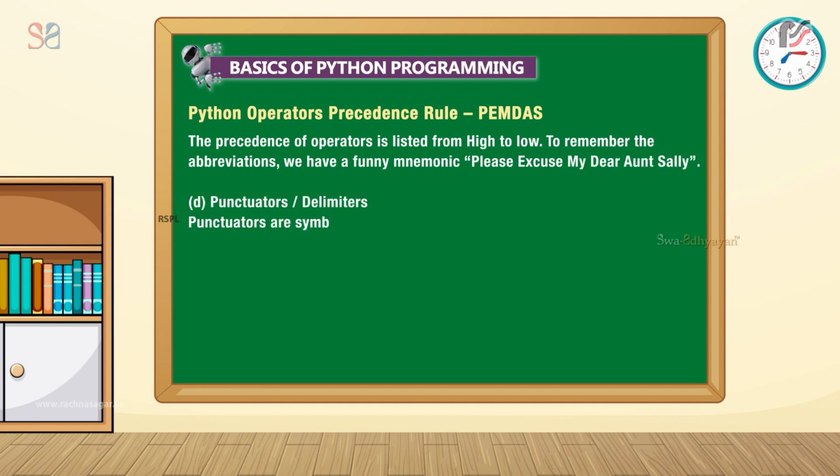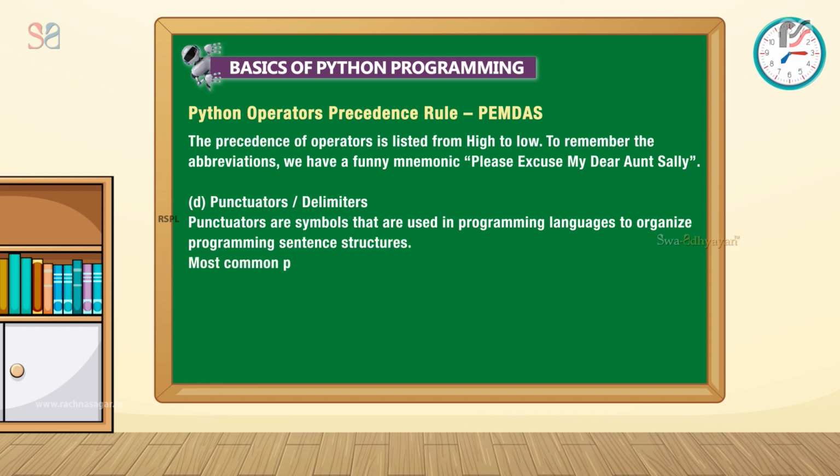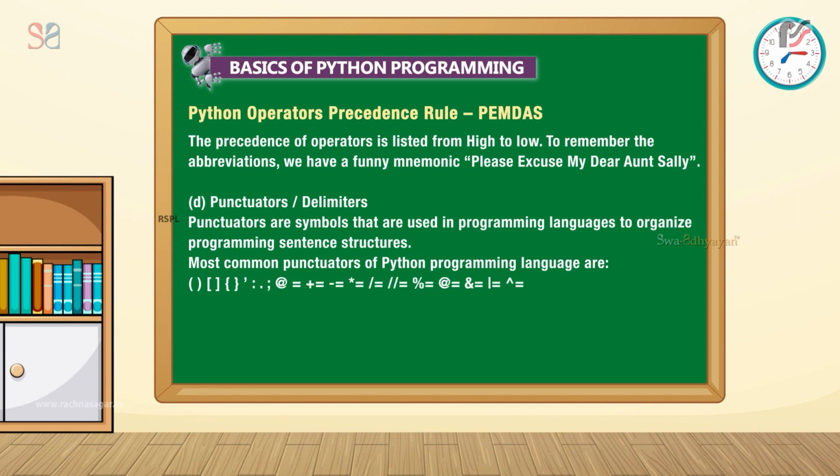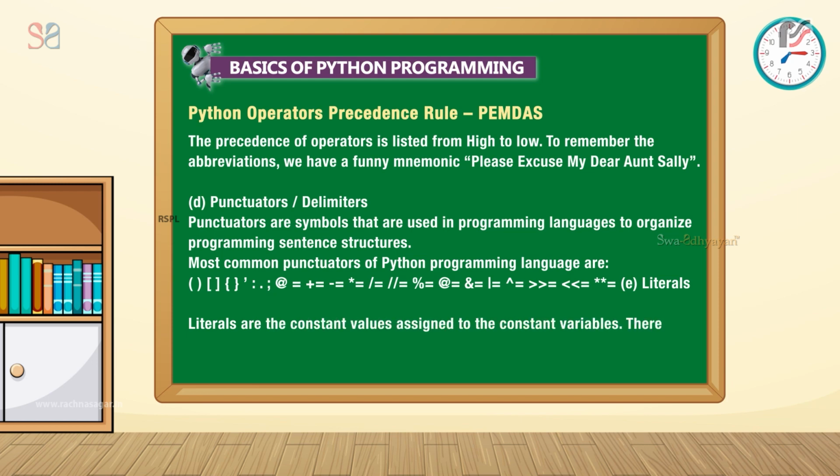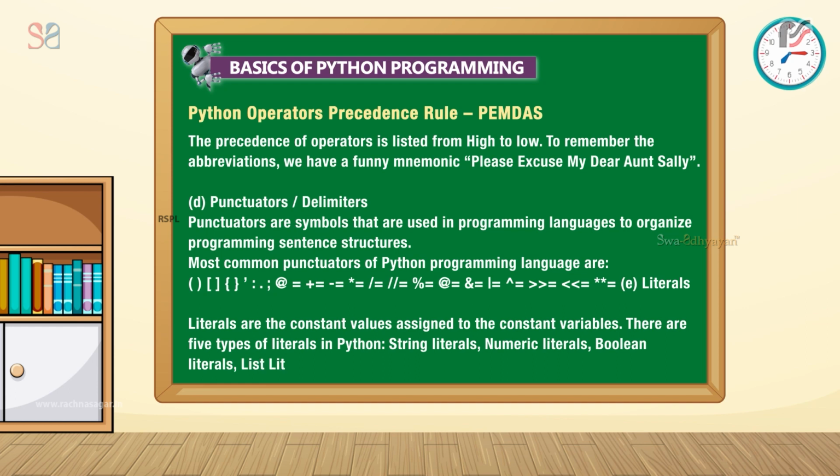Next token are punctuators or delimiters. They are symbols used in programming languages to organize programming sentence structures. The most common punctuators of the Python programming language are these. Next is literals. They are the constant values assigned to the constant variables. There are 5 types of literals in Python: string literals, numeric literals, boolean, list, and tuple literals.